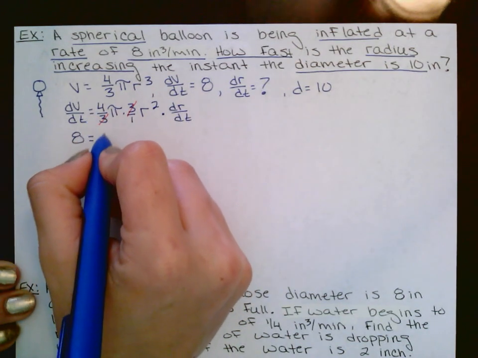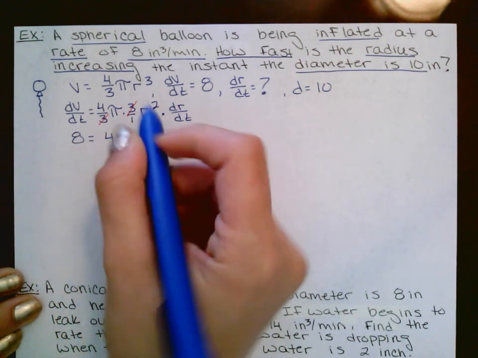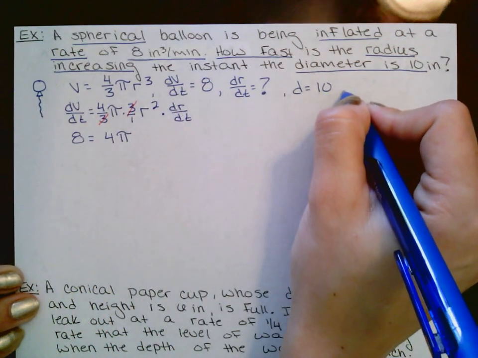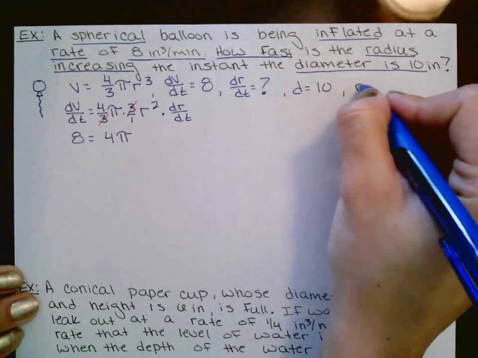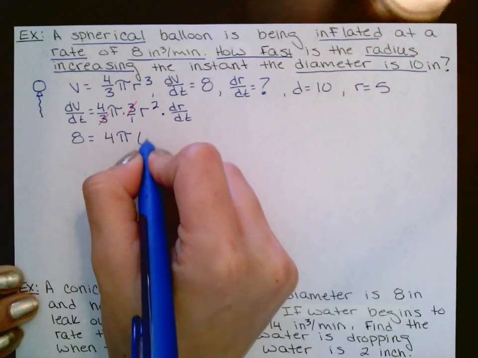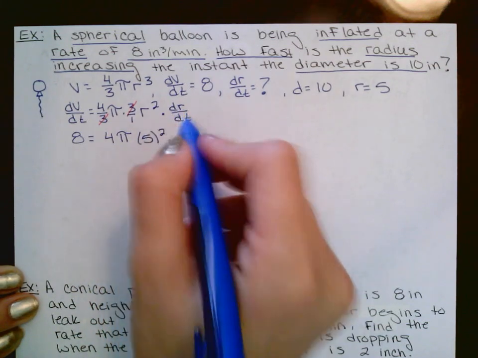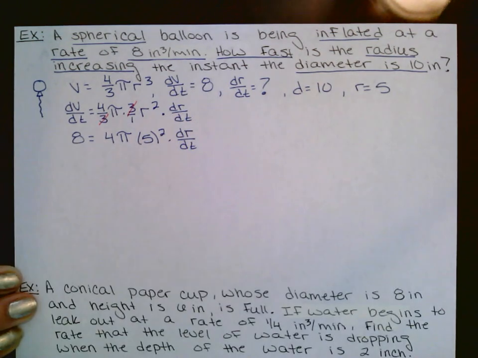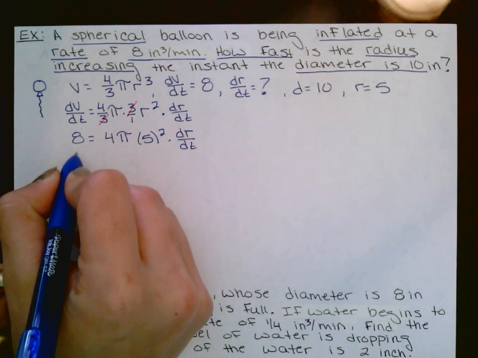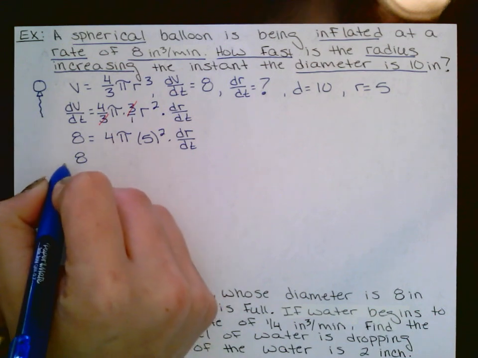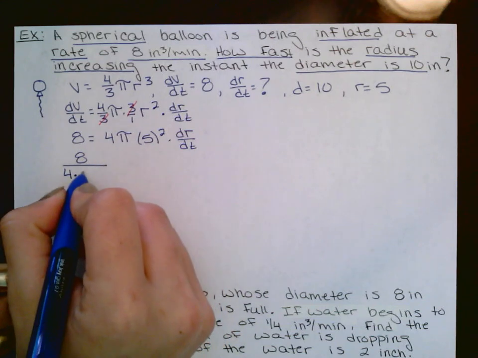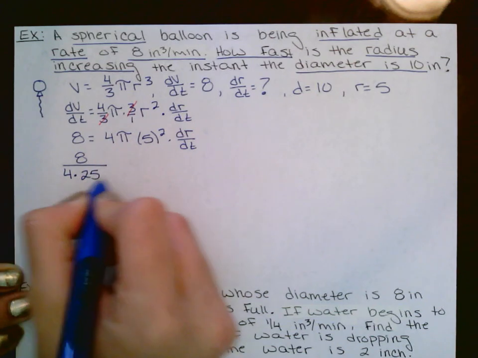Okay, now I have a 4 pi. R, they technically didn't tell us, but they did tell us that the diameter is 10. And remember, diameter is double the radius. So if diameter is 10, now we know that radius is 5. And then dr dt is what they want us to solve for. Okay, so isolate that dr dt. I have 8 divided by, I'm going to divide all of this over 4 times 5 squared, which is 25, times pi.